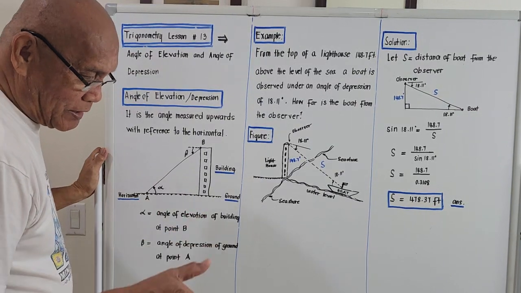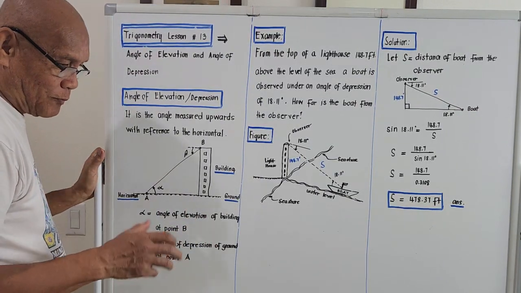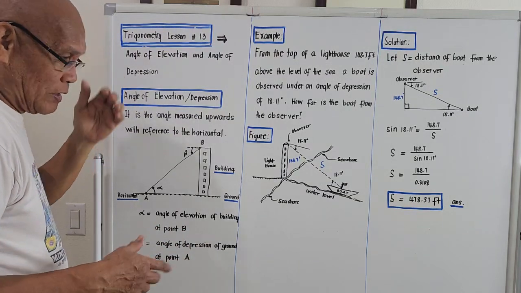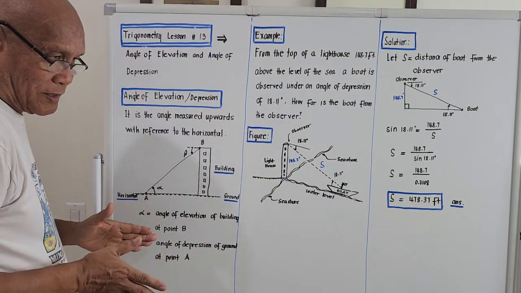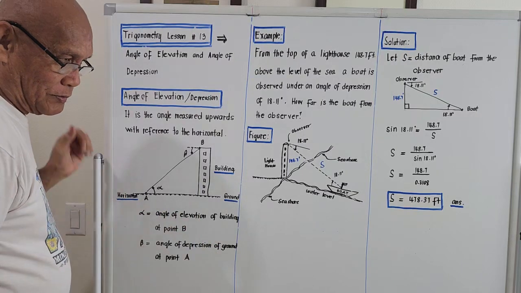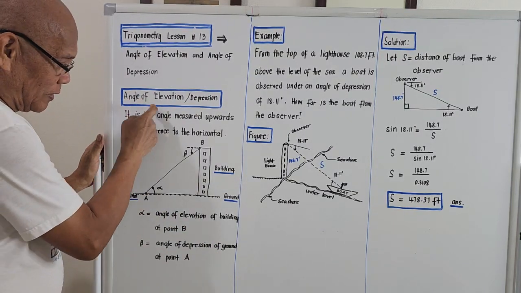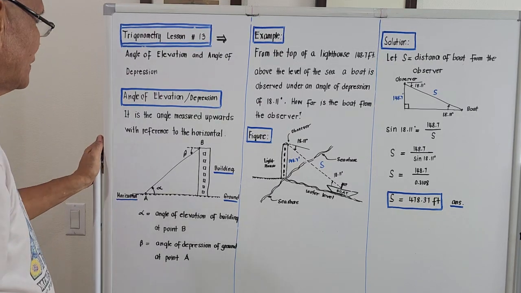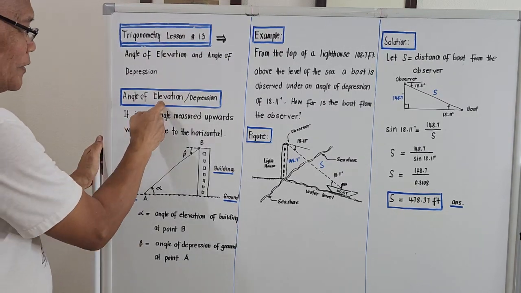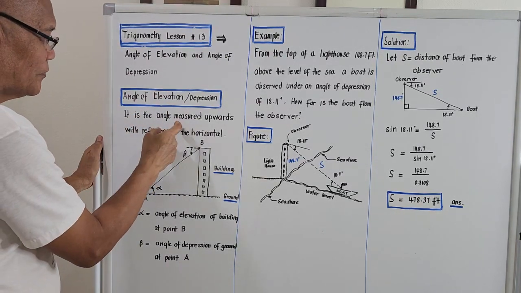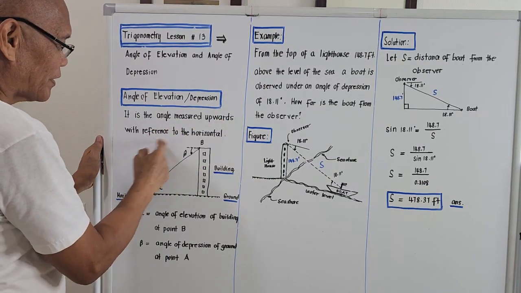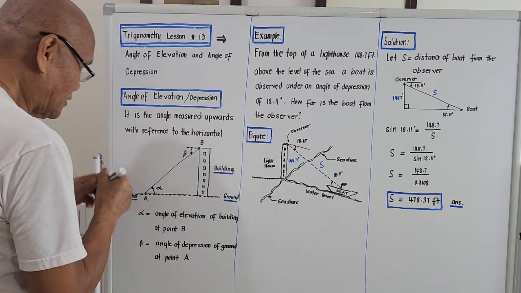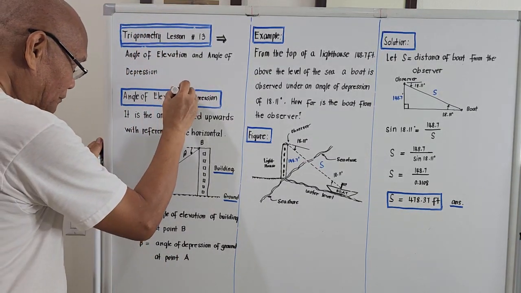My purpose here in discussing the concept of angle of elevation and depression is that at least we know how to plot angle of elevation and depression. So this is angle of elevation slash depression. For the angle of elevation, it is the angle measured upwards with reference to the horizontal. That's angle of elevation.